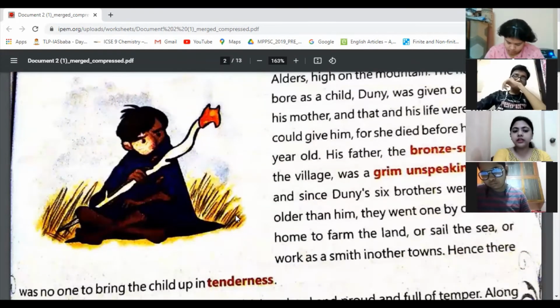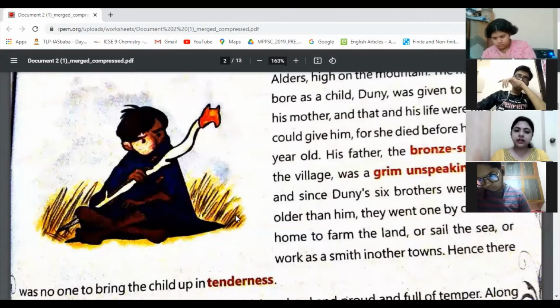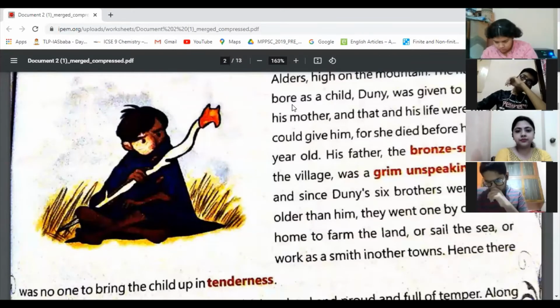So there was nobody around Duni who could bring him up in tenderness, meaning all the love and care which a child needs. He was just a small baby who had nobody around him to look after him, to train him, to nurture him, to tell him what is right and what is wrong, to build his character, to shape his personality. Nobody was there around him.